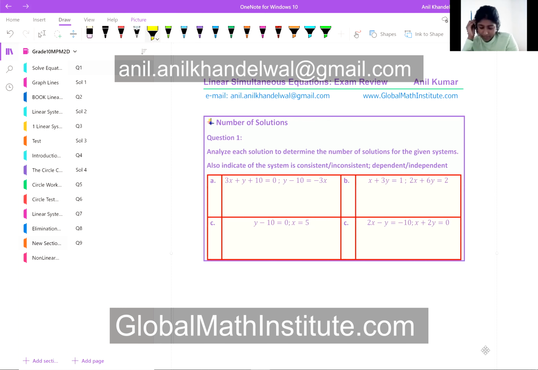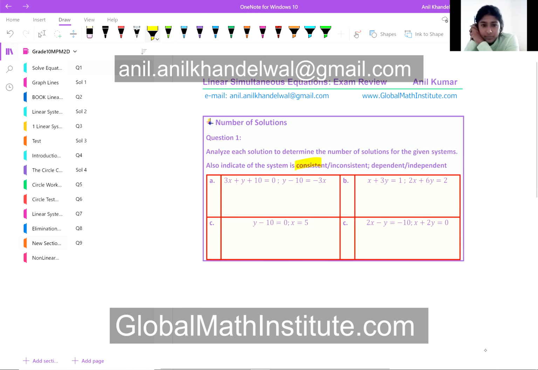Perfect. So, do you remember what is consistent? When there's a solution. Correct. And no solution is inconsistent. When is it dependent? Or when is it independent? Dependent is when they intersect, right? No, they overlap, sorry. They overlap and they have infinite solutions.